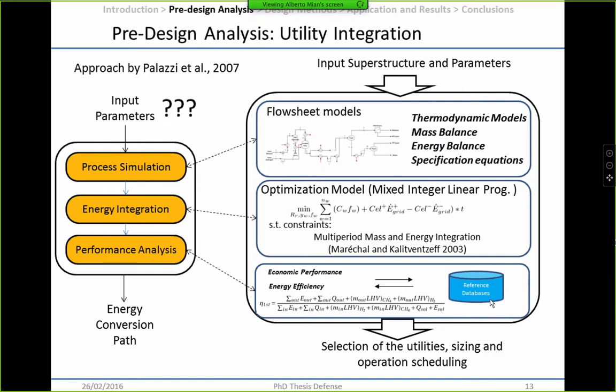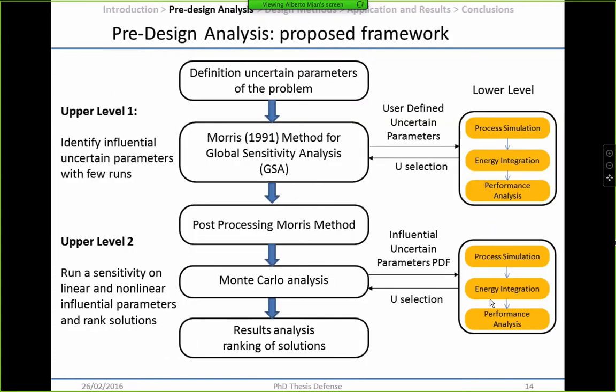so what happens if the inputs of this model are uncertain? How will the solution be affected by this uncertainty? So for this reason, I developed a bi-level framework, so a framework that allows to have a look at all the possible solutions and get oriented inside this solution space.